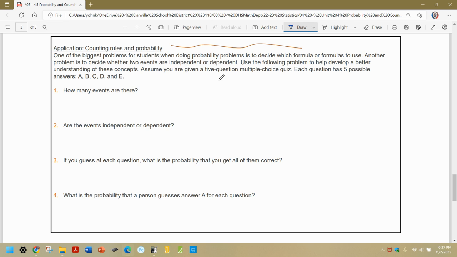So assume you are given a 5-question multiple choice quiz. Each question has 5 possible answers, A, B, C, D, and E. How many events are there? Well, events are things that are happening. Since there are 5 questions, there are 5 events. And we'll put 1 for each question.